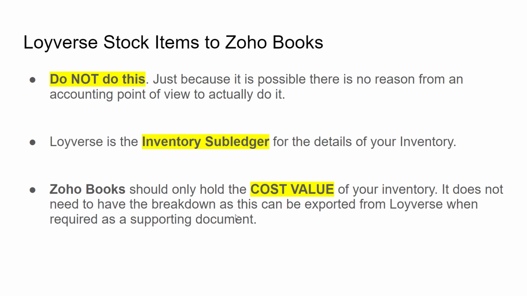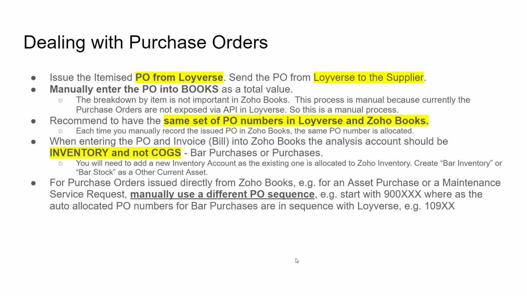So Zoho Books should only hold the cost value of your inventory. It need not have a breakdown, as this can be exported from Loyverse whenever required as a supporting document to provide details of how that value is actually made up. So, like I said, I recommend you do not do this. Okay, dealing with purchase orders.